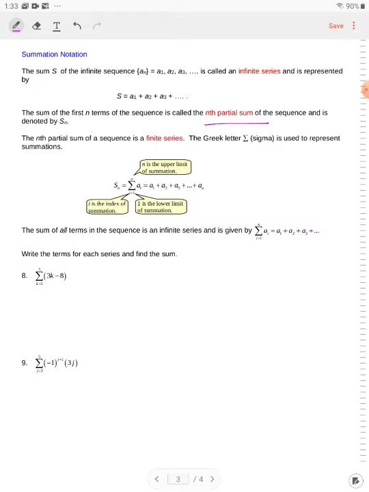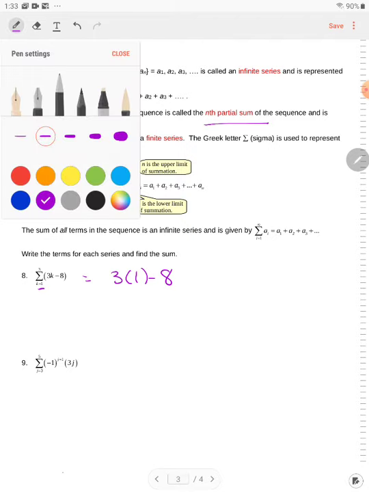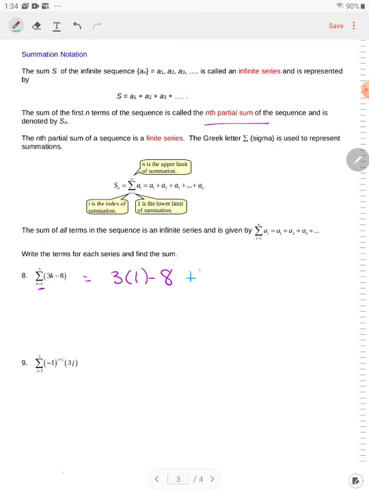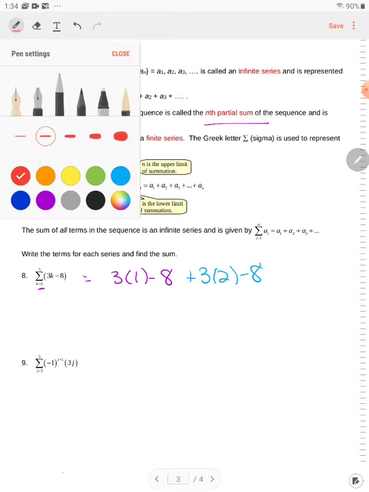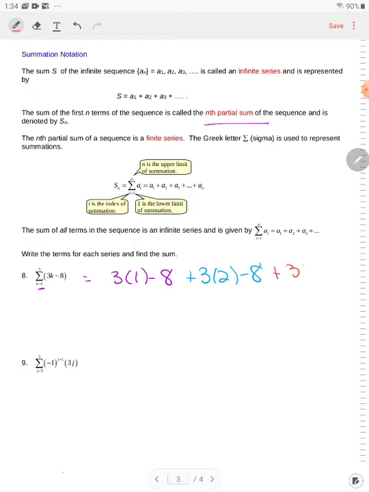So let's look at number 8. Write the terms for each series and find the sum. A series indicates addition. So you're going to start with 1. Here's your starting number: 3 times 1 minus 8. Let me alternate colors here. Okay, so we can see our terms. That's your first term. Plus 3 times 2 minus 8, so you plug in 2 for k. Plus, then we go to 3 times 3 minus 8. That's your third term. And you go all the way to 3. So you start at 1, you stop at 3.